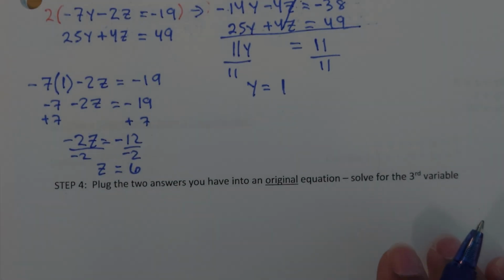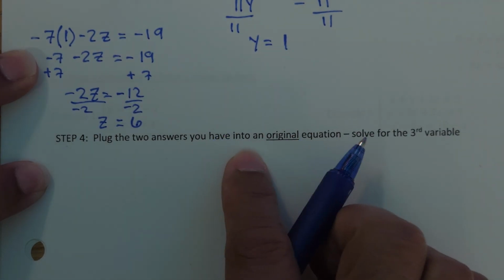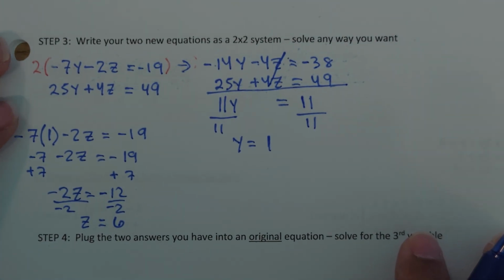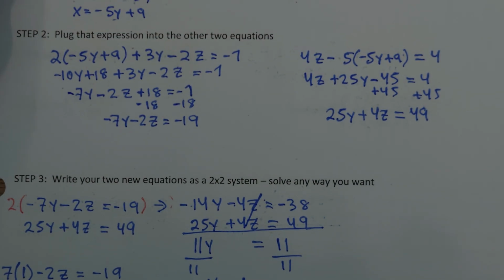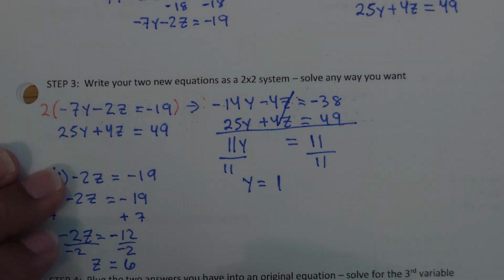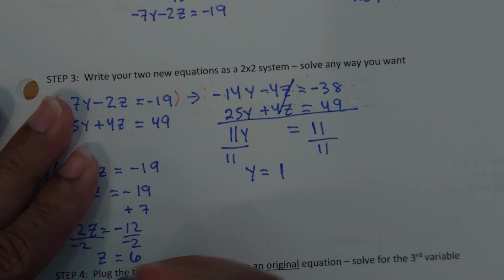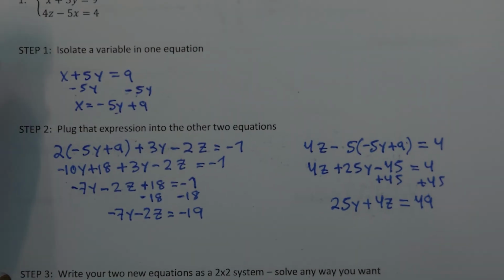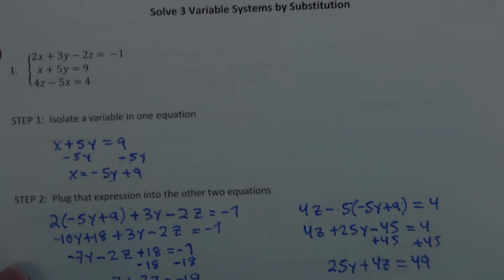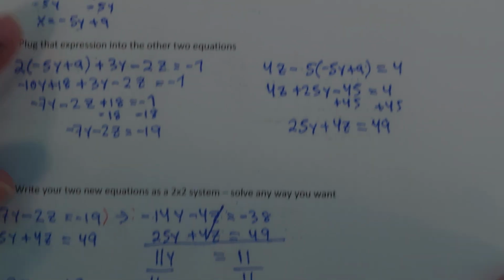Okay. Then for step number 4, we can substitute the two answers we have into one of the original equations. So just make sure that they have x, y, and z. So I'm going to go to the first equation. The first equation is 2x plus 3y minus 2z equals negative 1. We're just trying to find the x coordinate, right? Let's go back to this one, because we know what y is equal to. But we can go back to either one of them.